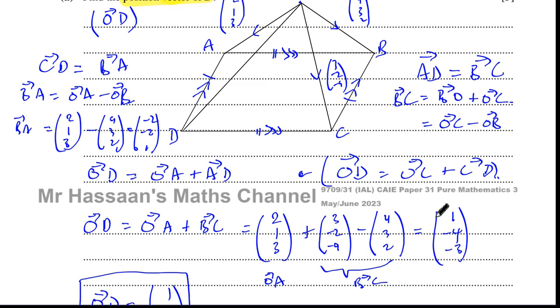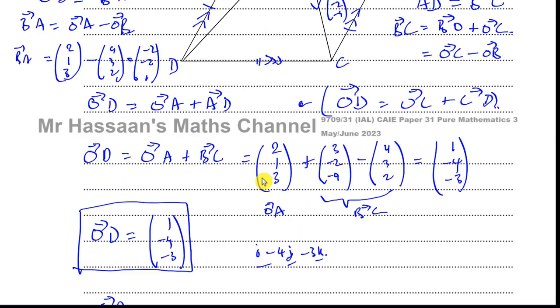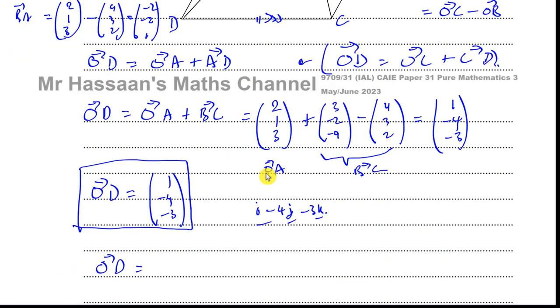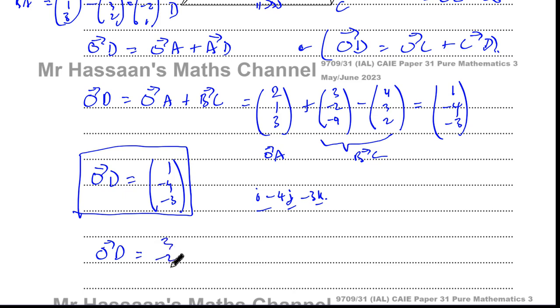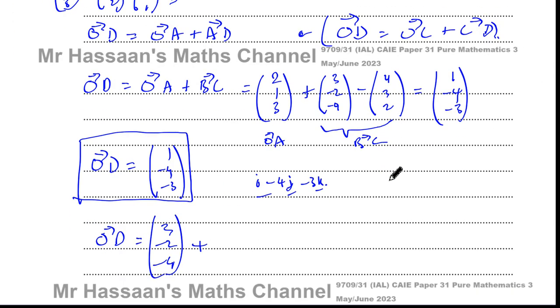Okay, so we can say here that O to D is equal to O to C, which we know is 3, negative 2, negative 4, plus C to D, which is the same as B to A, which is negative 2, negative 2, 1. When you add them together, you have 3 plus minus 2, which is 1, minus 2 plus minus 2, which is minus 4, and minus 4 plus 1, which is minus 3. You see, we get the same answer exactly.